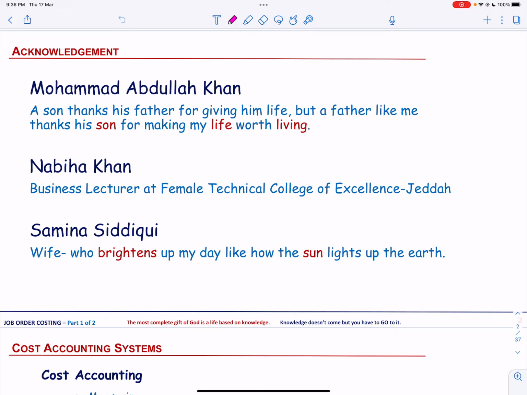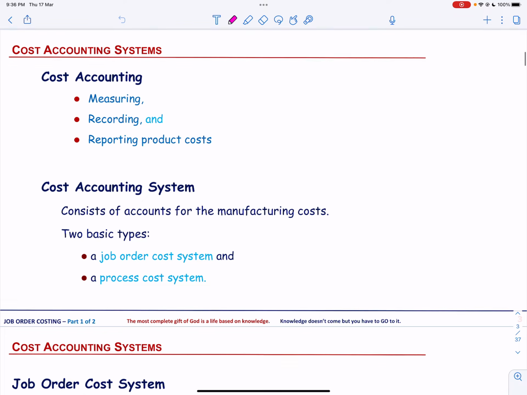Let us start with the concept of cost accounting and cost accounting system. Cost accounting involves measuring, recording, and reporting product costs. Companies use cost accounting information to determine which product to produce, what price to charge, and what quantity to produce. A cost accounting system consists of accounts for the manufacturing costs and provides accurate information on the cost of a product.